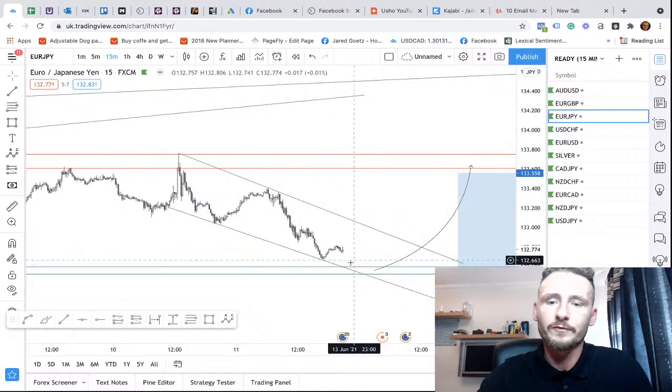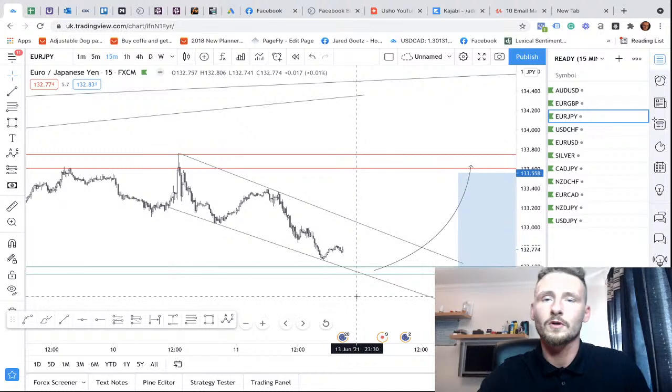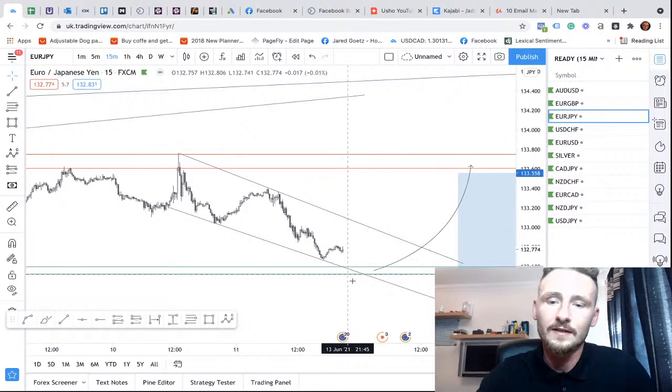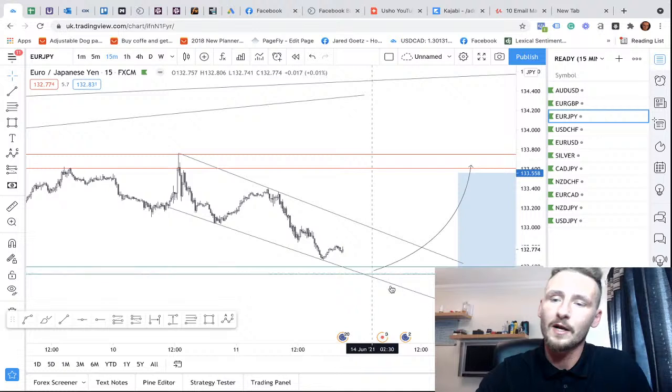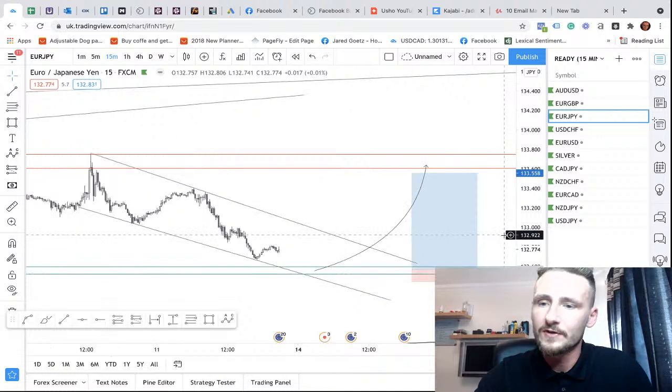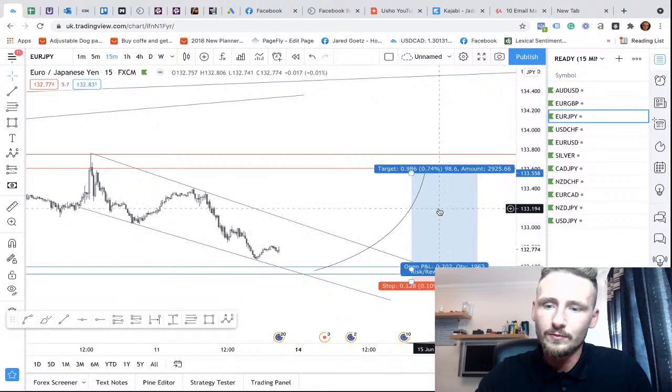We're going to be looking for price to give us some sort of entry signal when we do get into this green zone at the bottom of this descending channel, and then pop right back up round about 133,600 handle. As you can see, we could be looking potentially at a 7.7 to 1.